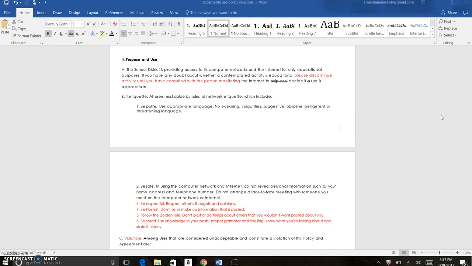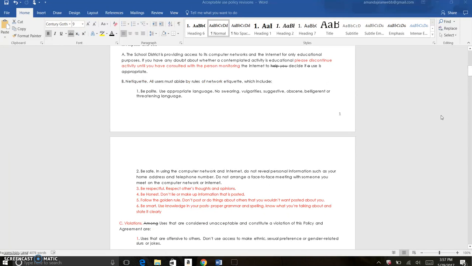So I added some things to that. They had be polite and be safe, but I added be respectful, be honest, follow the golden rule, and be smart. Really, so that students can understand these are the expectations. Yes, this is what you need to be doing.